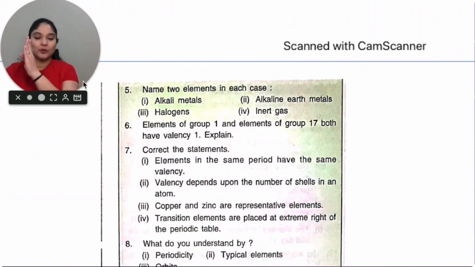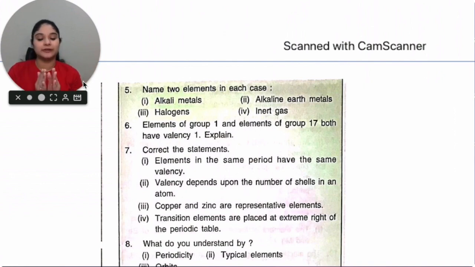When we talk about group 1, it has one valence electron. That means it can donate one electron and attain stable electronic configuration. When we talk about group 17, they have 7 valence electrons. This means it can accept one electron and attain stable electronic configuration.